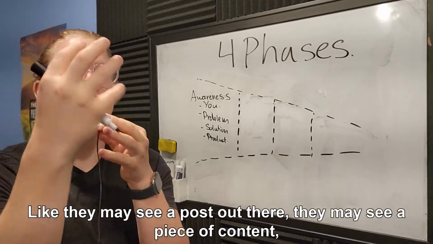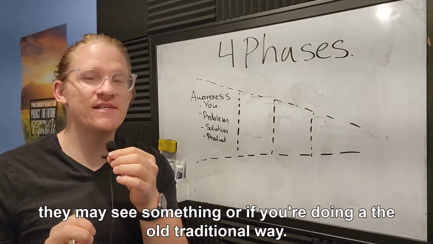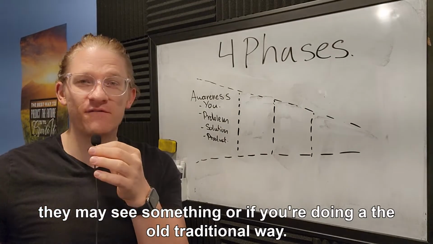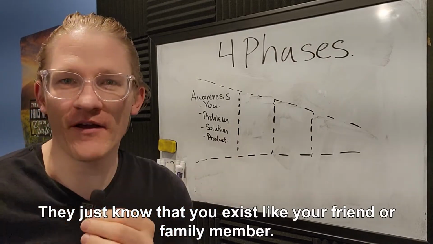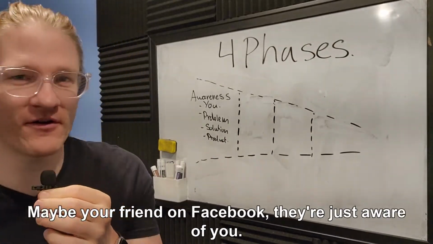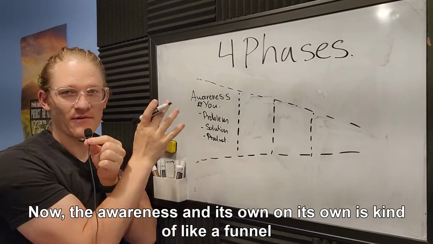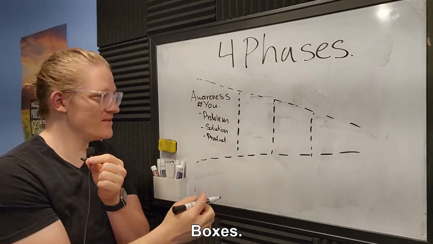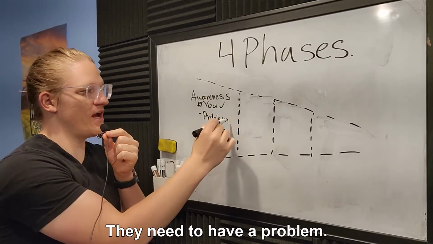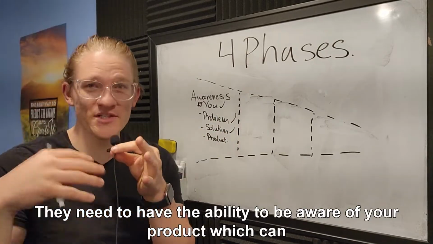Like, they may see a post out there. They may see a piece of content. They may see something, or if you're doing it the old traditional way, they just know that you exist. Like, you're a friend or family member. Maybe you're a friend on Facebook. They're just aware of you. Now, the awareness on its own is kind of like a funnel, because they have to check off certain boxes. They need to become aware of you. They need to have a problem. They need to have the ability to be aware of your product, which can take time.